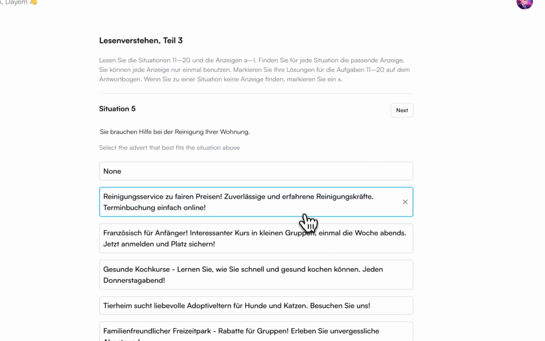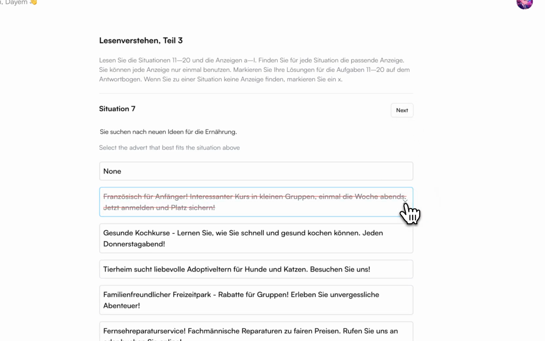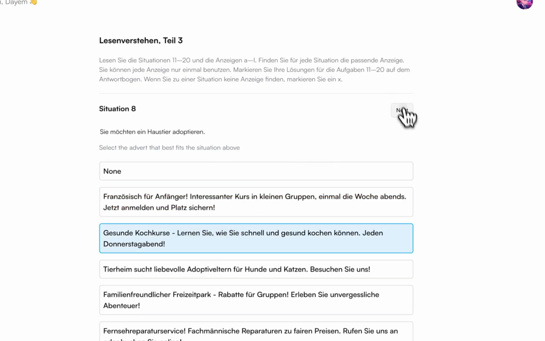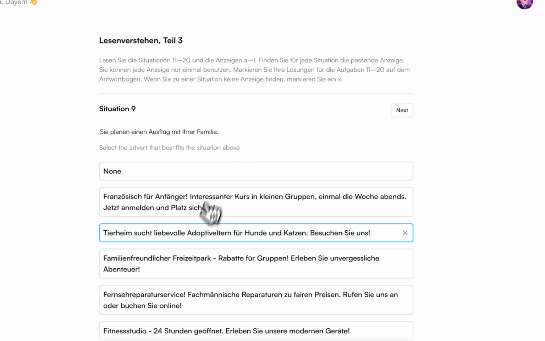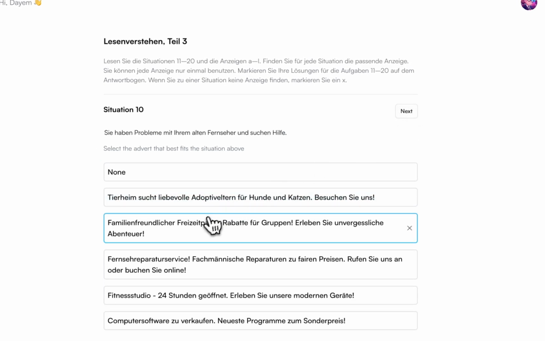So there are 10 questions in this part. If I think the title doesn't match, I can pick none as well. And really practice the reading exam like this. So once I have finished, I'm going to quickly go through all the 10 questions to finish this exercise off as well. And then this is the final one.